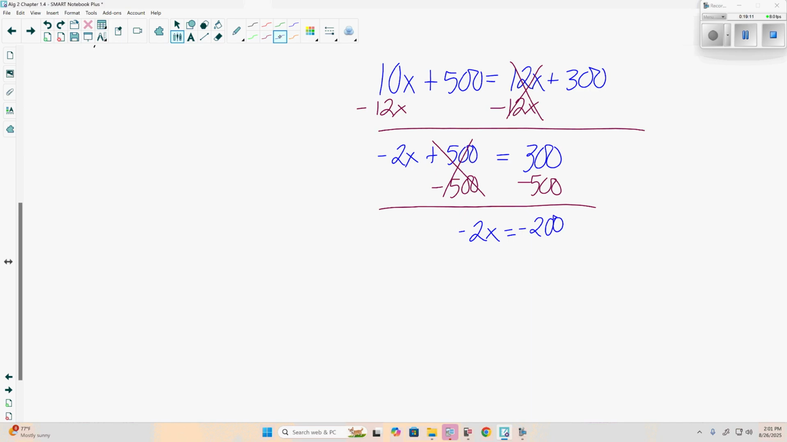Last thing we need to do is divide both sides by negative 2. Negative 2x divided by negative 2 is x. Negative 200 divided by negative 2 is 100. So at 100 students, the total costs are going to be the same.